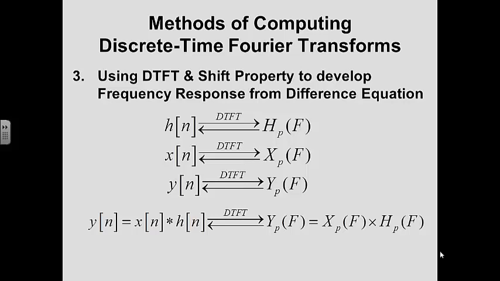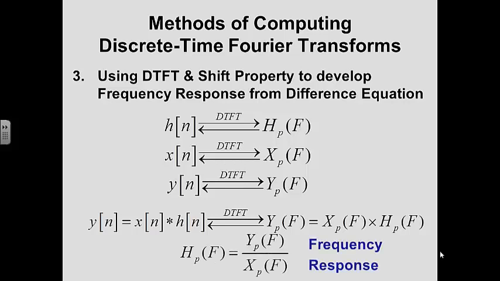Okay. If I can do that, I can rearrange this to say, how do I get H of f? Well, it's nothing more than the ratio of Y of f over X of f, the ratio of the discrete time Fourier transform of the output signal and the discrete time Fourier transform of the input signal. So if you give me an analytical expression for Y of f, give me an expression for X of f, I take the complex ratios, I've got H of f.